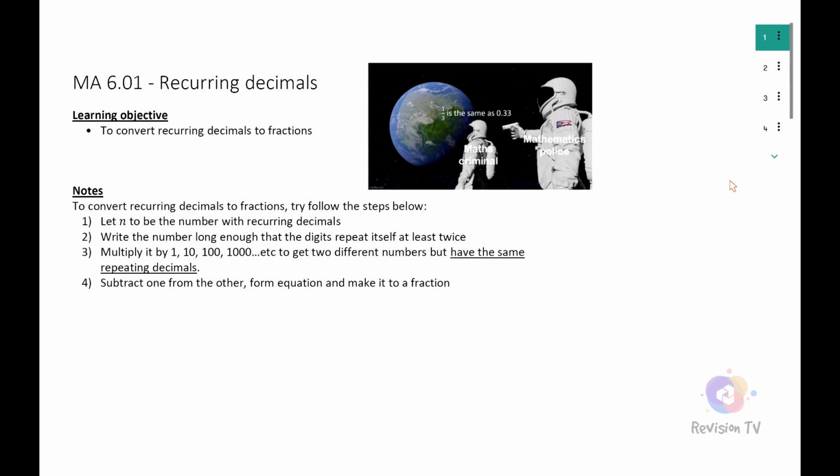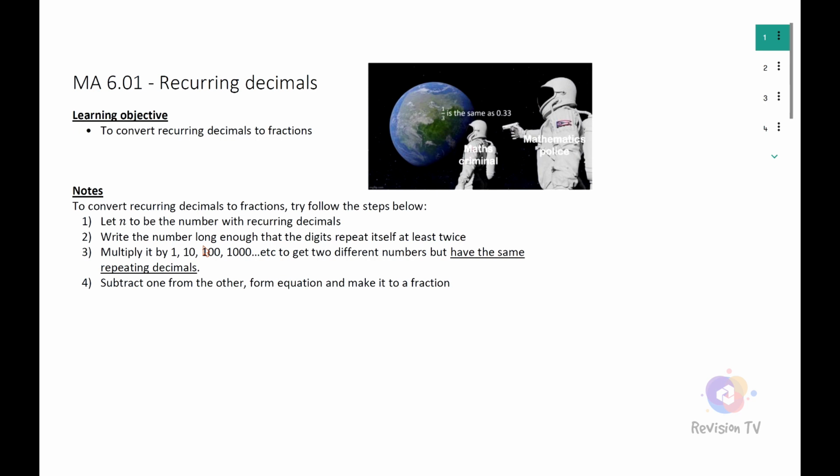Anyway, the learning objective in this lesson is just one objective really, which is to convert recurring decimals, also known as repeating decimals, to fractions. To convert recurring decimals to fractions, you can follow the steps below. Let n be a number with the recurring decimals, and then write the number long enough that the digits repeat itself at least twice.